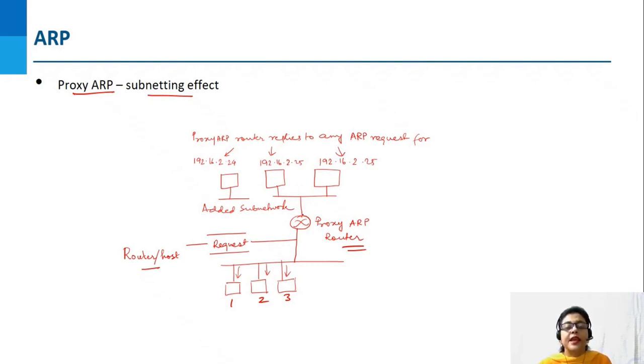Now this proxy ARP router is connected to several devices having different IP addresses. So it gets the request and then it can send it to the particular device to which it is attached. Basically, the router or the host will not be directly connected to these devices. Rather, it will be connected to the proxy ARP router, and the proxy ARP router will redirect the message to the devices to which it is connected. So this is basically the subnetwork.